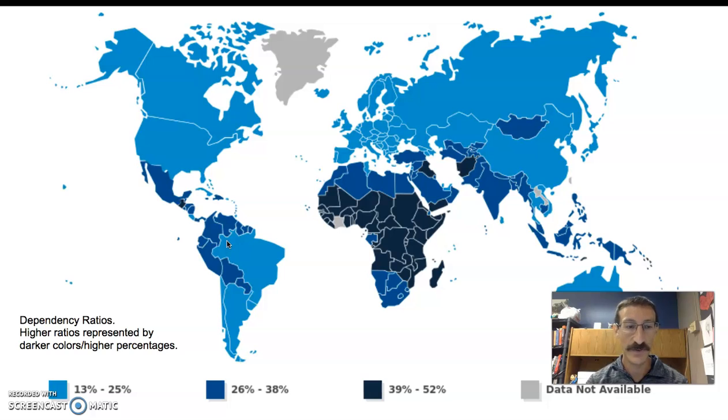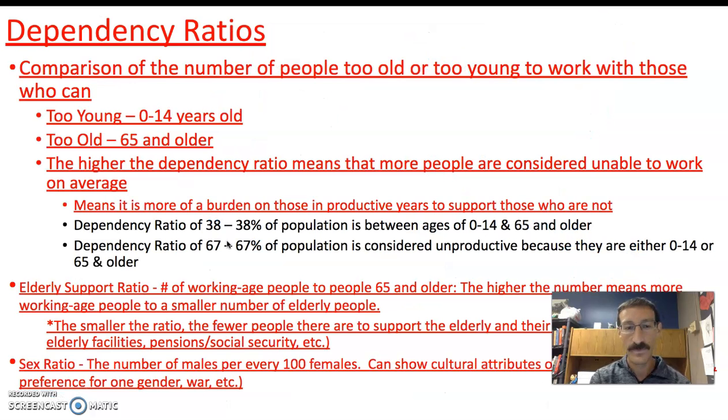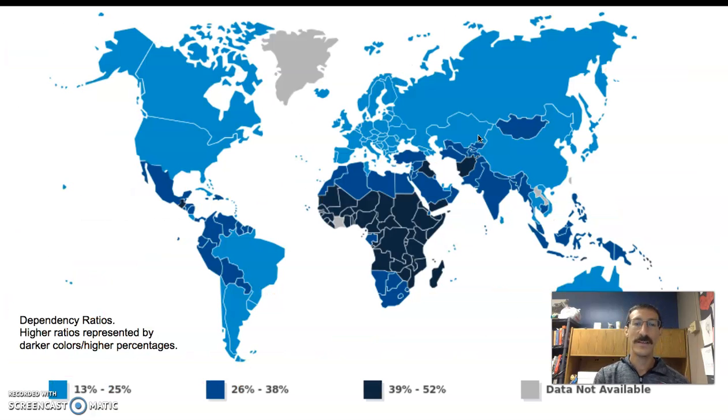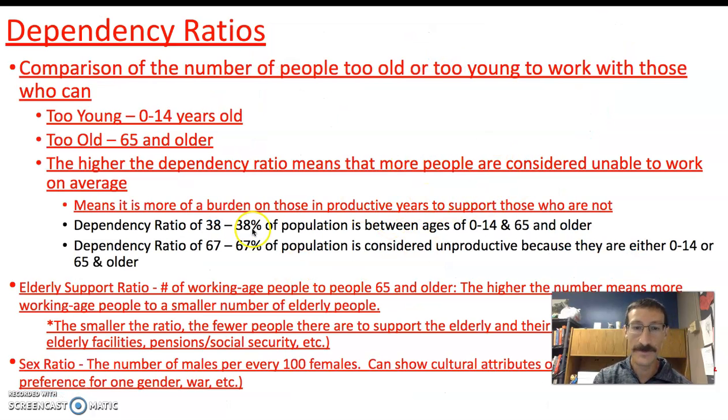So, dependency ratio. Remember, the higher ratios are in the dark, and those are not necessarily something you want to see, because remember, the higher the ratio means more people are considered unable to work. All right. So again, you want to find something in this lower ground or more of the middle ground.